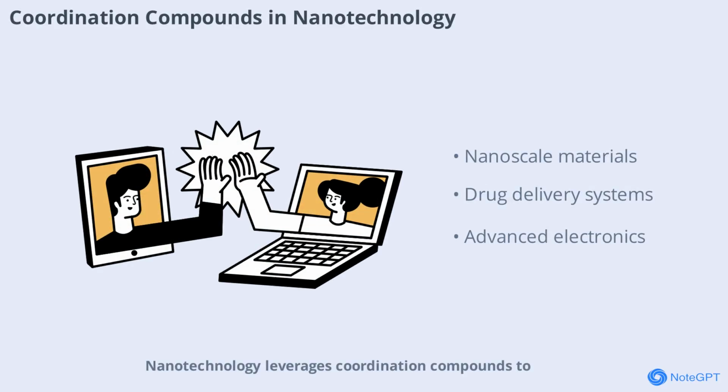Nanotechnology leverages coordination compounds to create nanoscale materials with unique properties. These materials are used in drug delivery, imaging, and electronics. Coordination chemistry enables precise control over the size, shape, and function of nanomaterials, driving advances in medicine and technology.